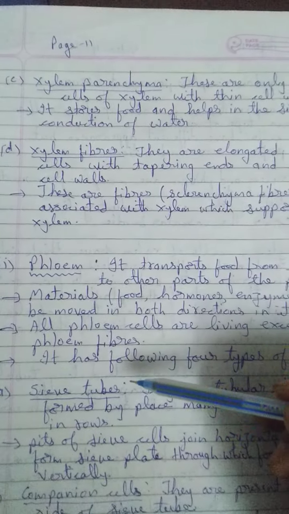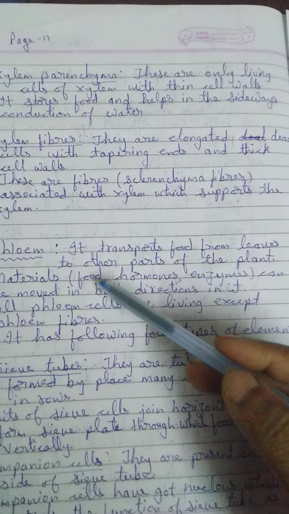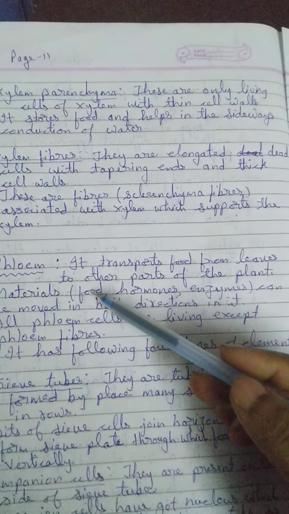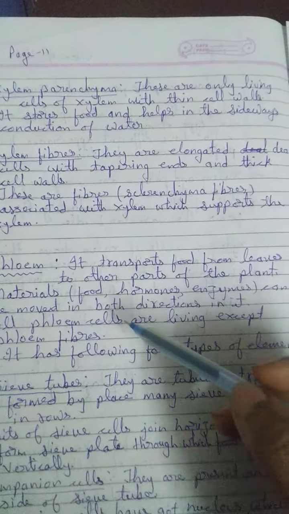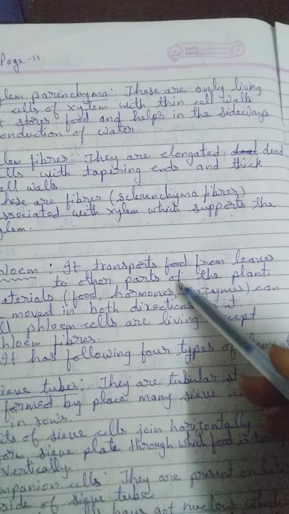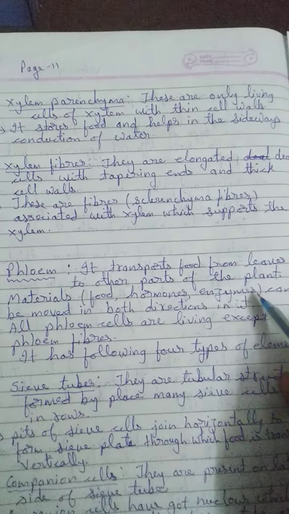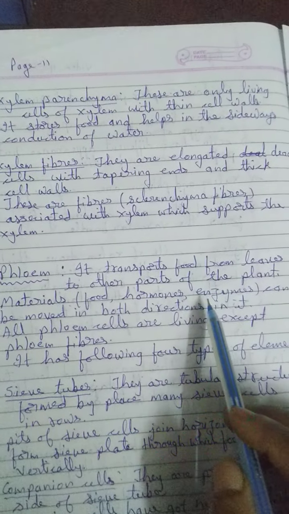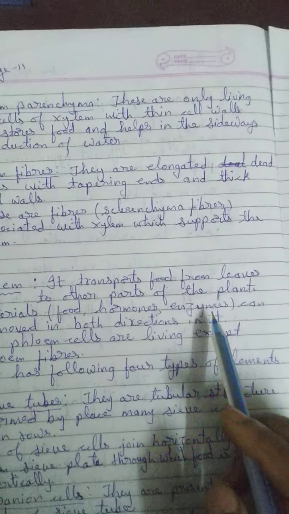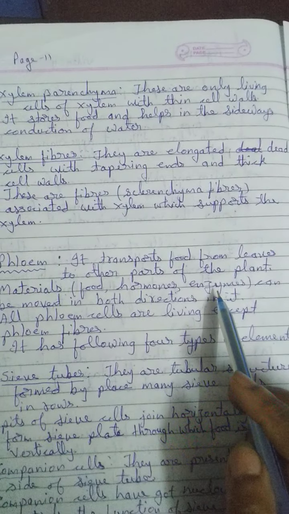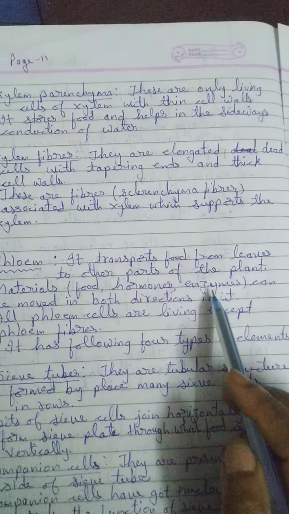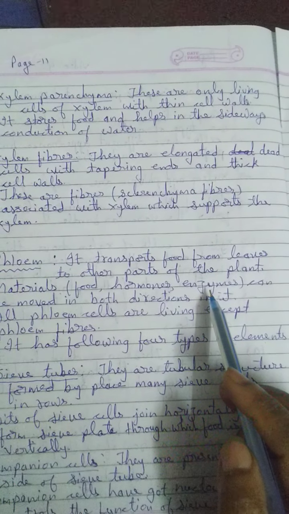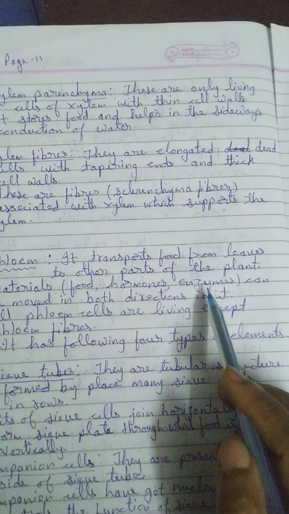Now let us study about the phloem. Phloem is another conducting tissue, or we can say another complex tissue of the plant. It transports food from the leaves to the other parts of the plant. Not only does it transport food, it also transports hormones and enzymes along with the food. As we know, food is prepared by the leaves, but it has to be transported towards the roots, towards the stem, or towards the upper surface, also towards the flowers.